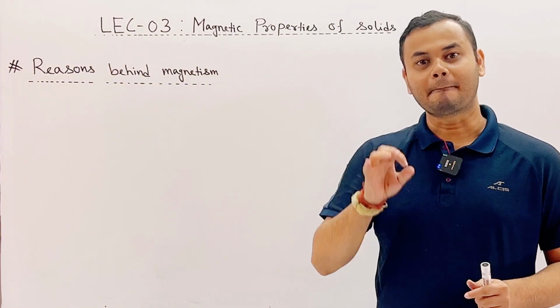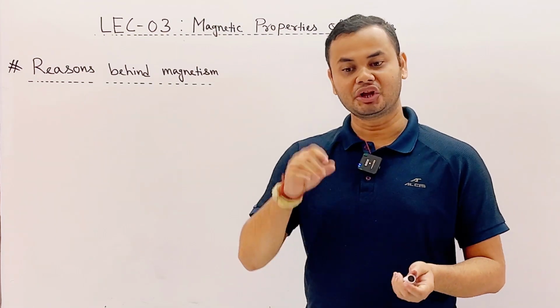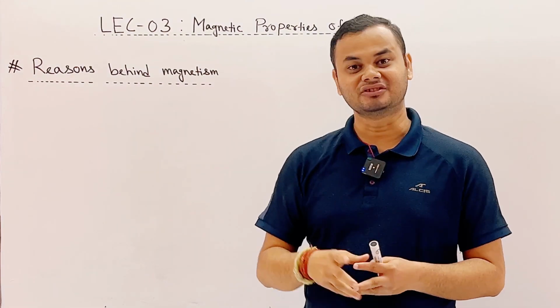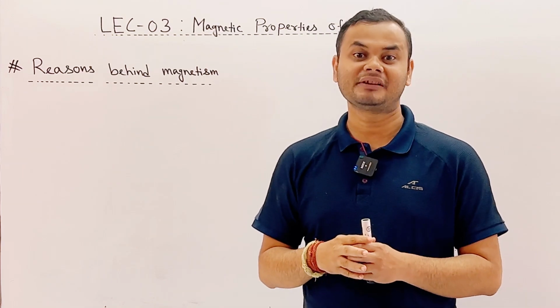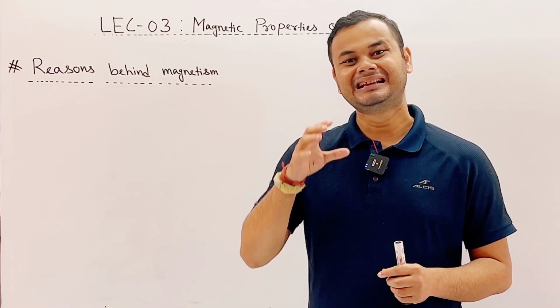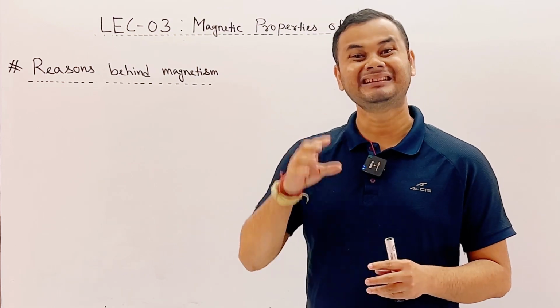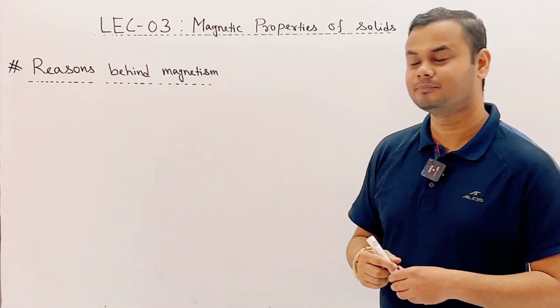Students, there are mainly three reasons behind magnetism. First one is due to orbital motion of electrons in their atomic orbits. Number 2, due to spin motion of electrons about their own axis. And third one is due to change in orbital motion of electron in presence of external magnetic field. Now let me write these points.